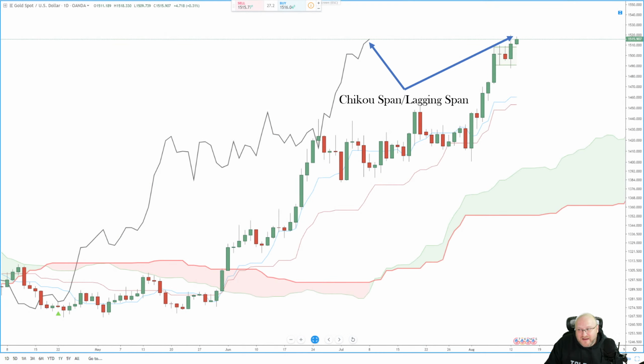lagging span. Now, what is it? Because if you look at an Ichimoku chart, there's one thing that usually sticks out that people go, "What the hell is that thing?" It looks like an appendix, like it's a useless thing that's just floating around there. Like, why is it there?